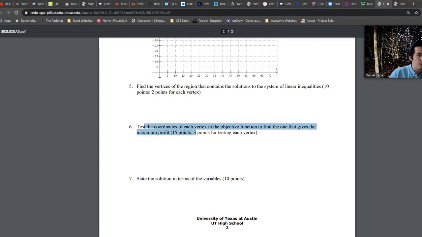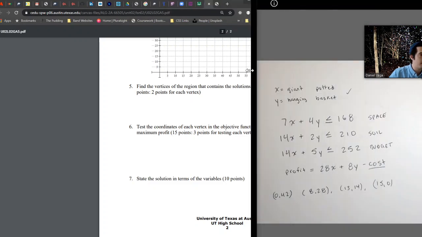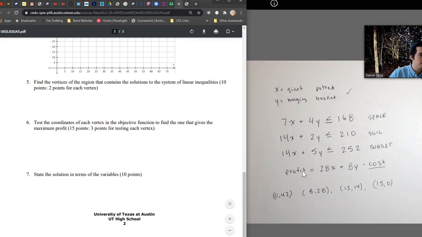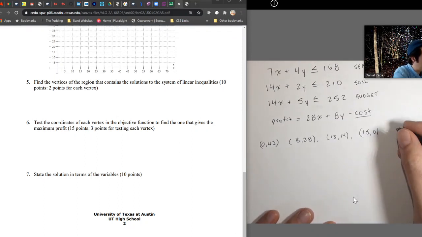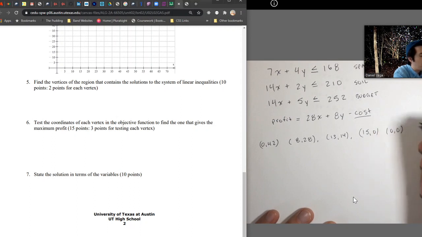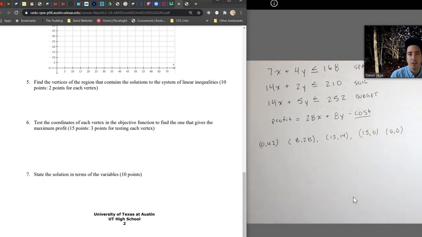Now it says test the coordinates of each vertex in the objective function to find the one that gives the maximum profit. Maximum profit, that's what we're talking about. So we have our points here, and I'll add 0, 0. Now you don't have to test 0, 0. There's no profit. How are you going to have profit if you don't buy any plants? So that's a possible solution, yes, but is it practical? No. You're not going to buy 0 plants.